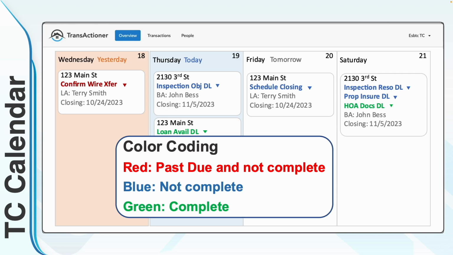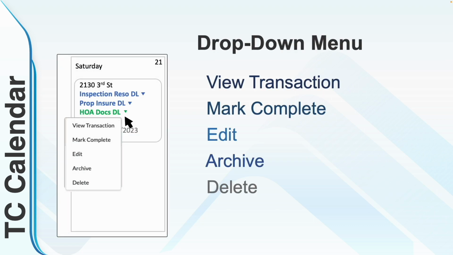Blue means it has not been completed yet, and green is designated complete. For each deadline, there is a drop-down menu to the right of the deadline title. This drop-down menu has options to view the transaction, mark the deadline complete, edit the deadline, archive, or delete.